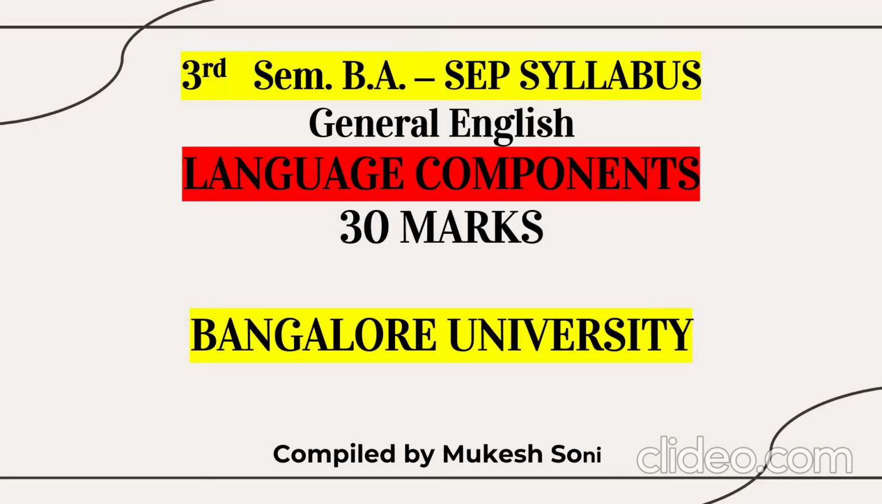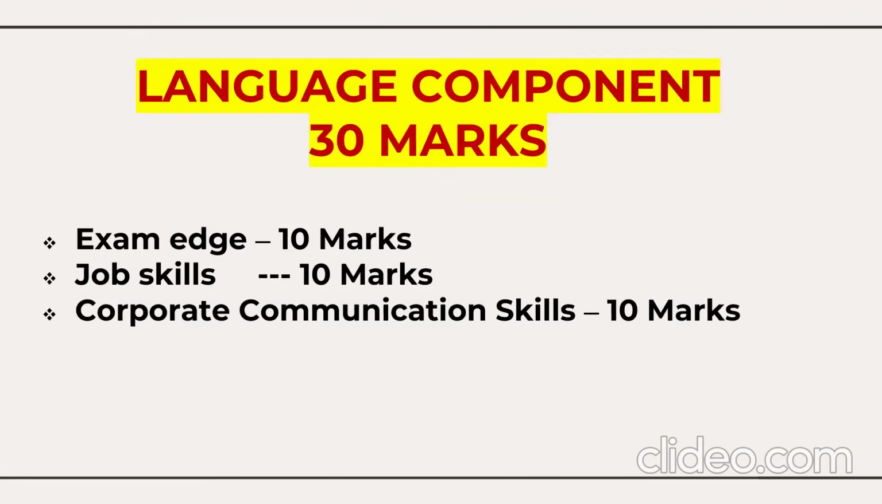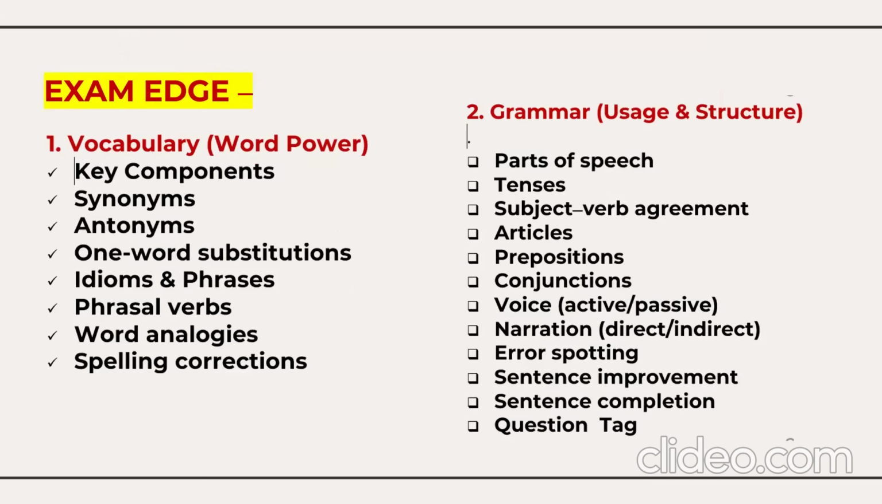In this video I'll discuss the important language components of third semester BA General English. This is section C of your textbook, which consists of three important topics for 30 marks. One is exam edge, second is job skills, and the third is corporate communication skills. So in this video we will discuss the question answers also from the textbook point of view, with reference to the textbook. The very first topic you have here is exam edge.